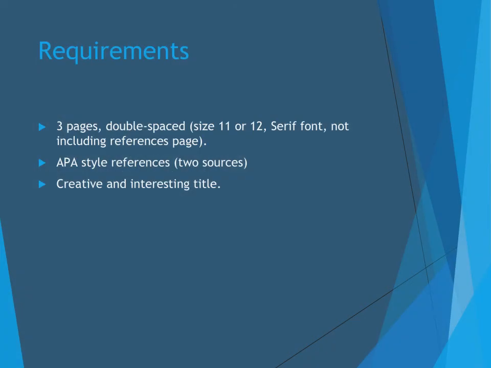The final draft of this paper should be 3 pages long, not including your references page. You should use APA style to document your references. You should have 2, your popular media source and your academic source. Finally, make sure you give this paper a creative and interesting title.